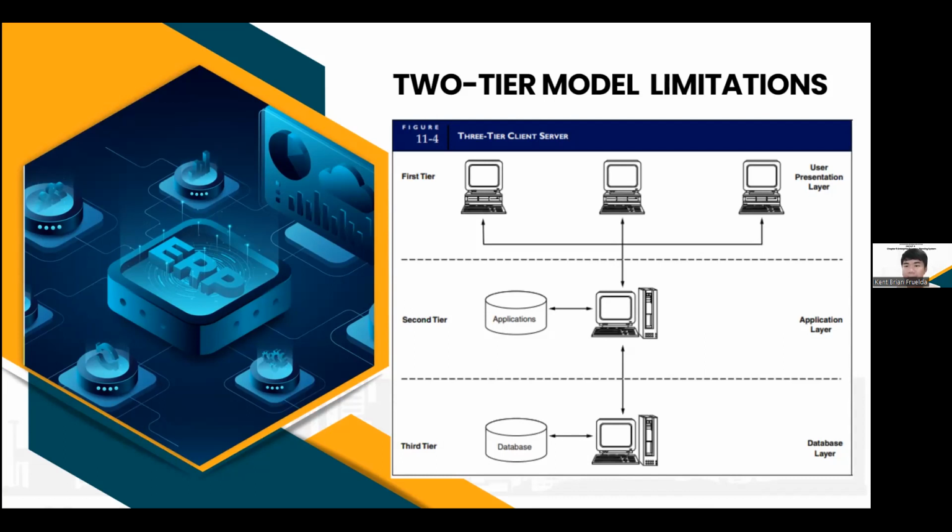Now let's jump into the illustration of the two-tier model limitations. As you can see, it is divided into three tiers. First tier, user representation layer. The second tier, the application layer. And the third tier, the database layer.